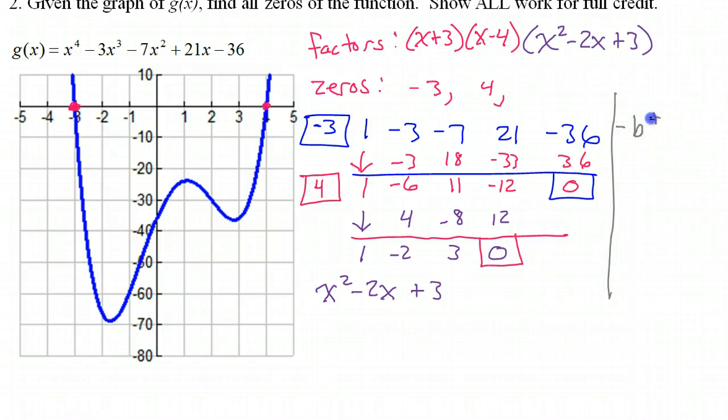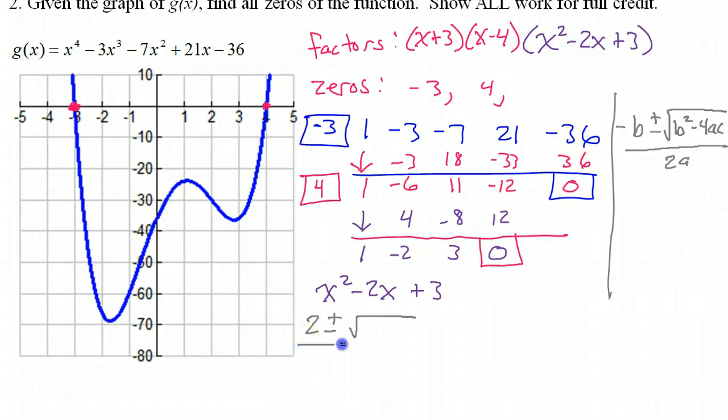Opposite of b plus or minus the square root of b squared minus 4ac all over 2a. Alright, that's the quadratic formula, and it will give me the solutions to this. So opposite of b, there's b. So b is negative 2, so opposite of b is positive 2, plus or minus the square root.